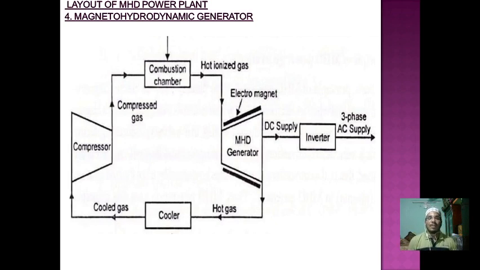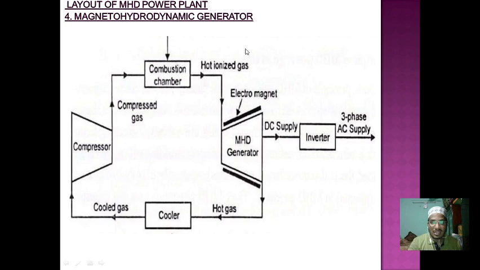The fourth one is the magneto-hydrodynamic generator. In that generator, we are generating the same power energy. Here we are using gas. The gas passes through the cooler and becomes cool gas. That cool gas goes to the compressor, and the gas is compressed again. That's why high-pressure gas is generated, and we supply it to the combustion chamber.